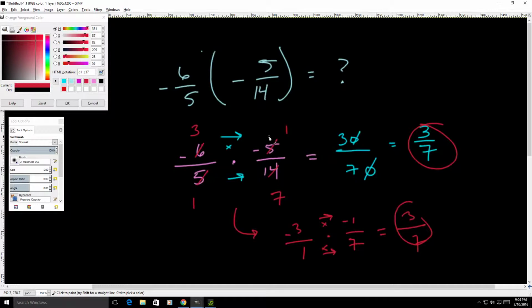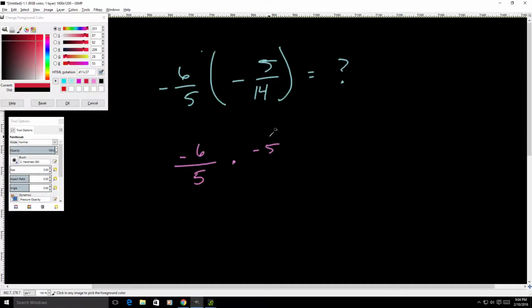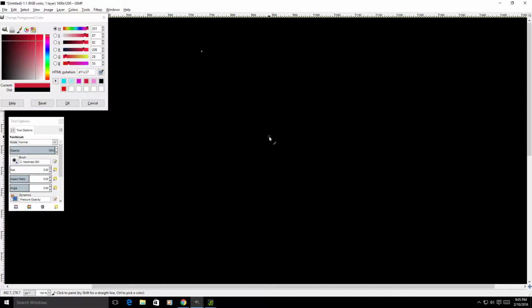1, 2, 3. Alright, next problem. I believe it's going to be a similar problem. We're multiplying fractions. So let's see, what is this one? This is how it's written out. So it's going to be a similar problem.